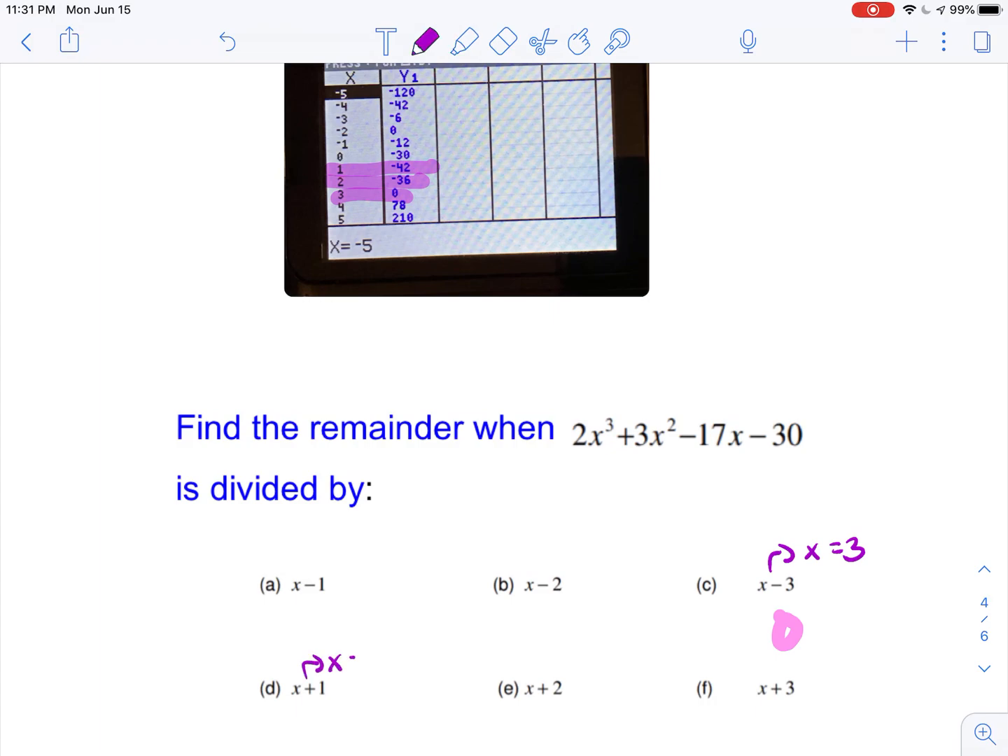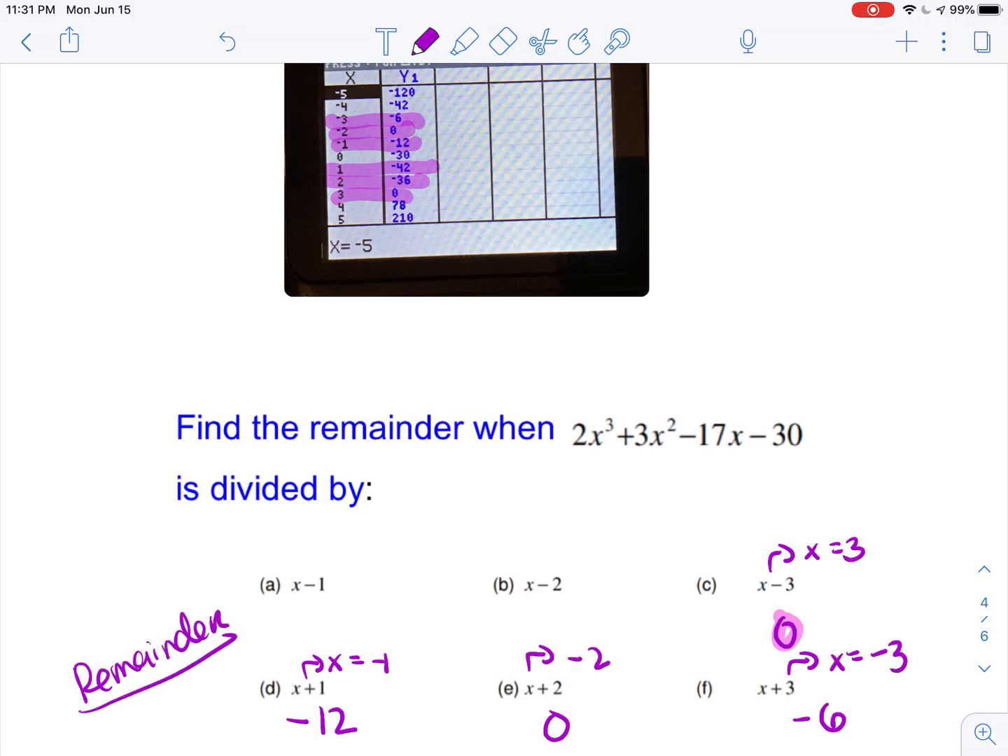What about here where x is equal to, and we want a negative 1 this time? Well, I will get a remainder of negative 12. How about minus 2? I will get a remainder of 0. And last but not least, we want x equal to minus 3 here. When I plug in minus 3, I get minus 6. Okay, so those are all the remainders.